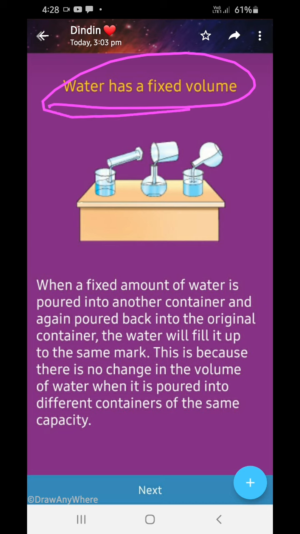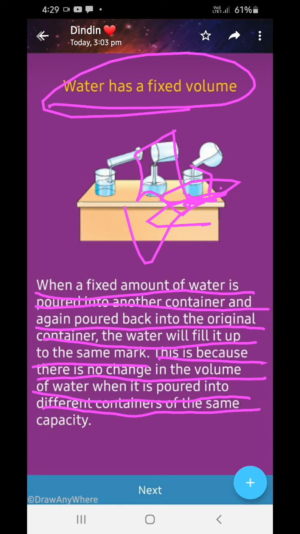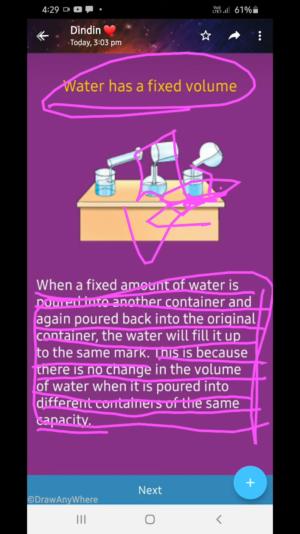Water has a fixed volume. When a fixed amount of water is poured into another container and again poured back into the original container, the water will fill up to the same mark. If it spilled a little, then it will not. This is because there is no change in the volume of water when it is poured into different containers of the same capacity.